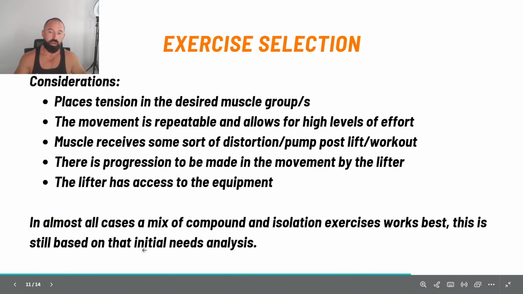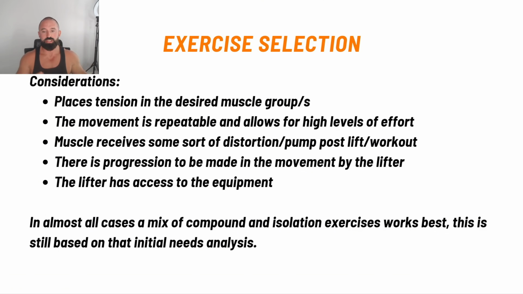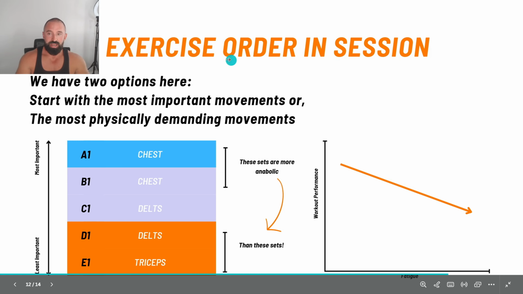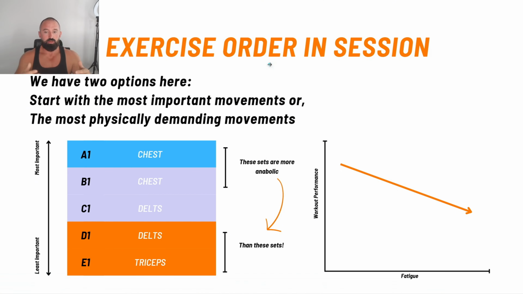So we still want to have these compound multi-jointed exercises to get stimulus across a wide variety of muscle groups, but then there still needs to be a degree of precision that we select with these exercises that isolate specific muscle groups in specific areas to build the physique that that person either needs or desires, as we spoke about before. So now thinking about exercise order within that session, we have basically two options.